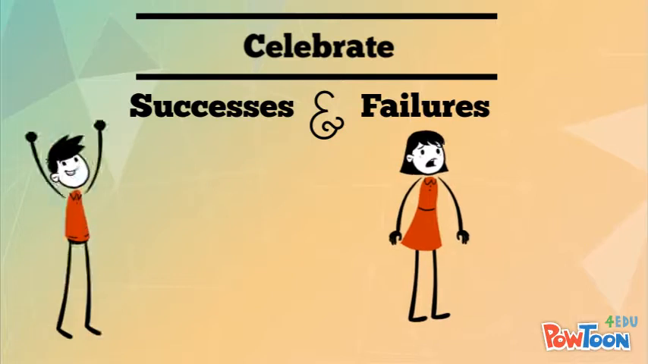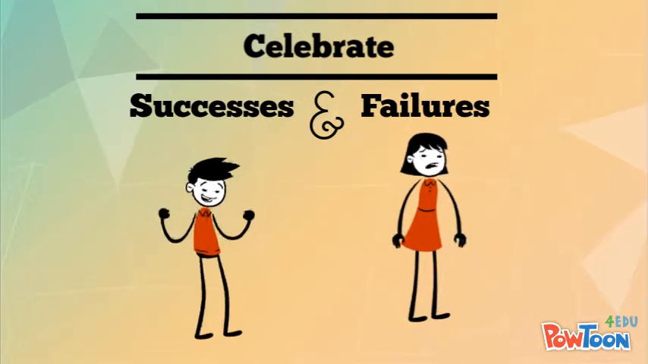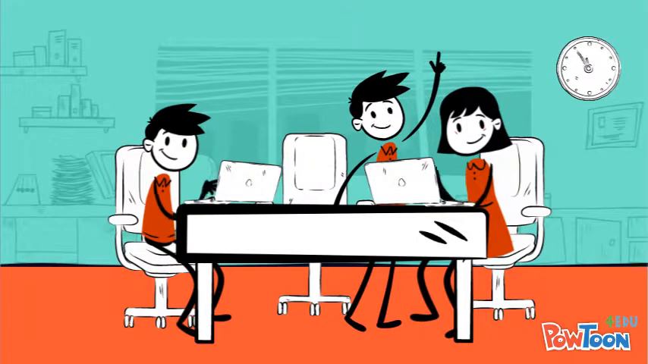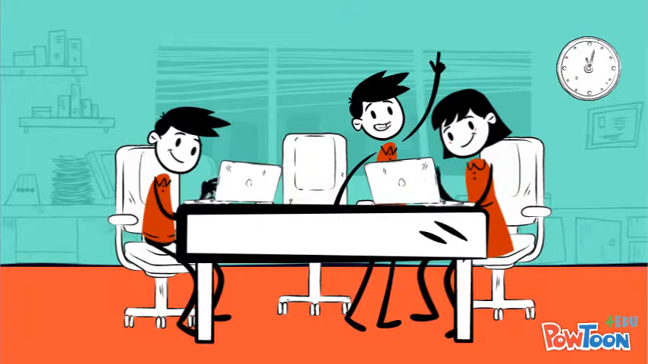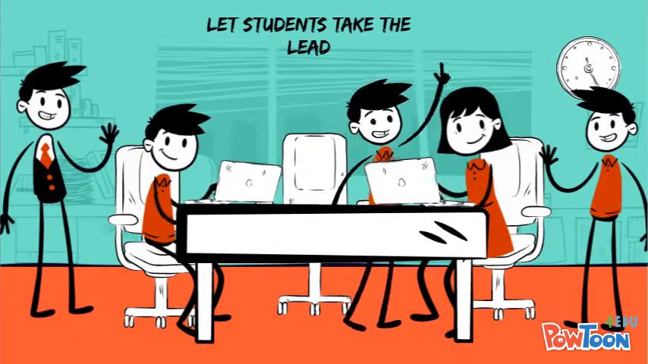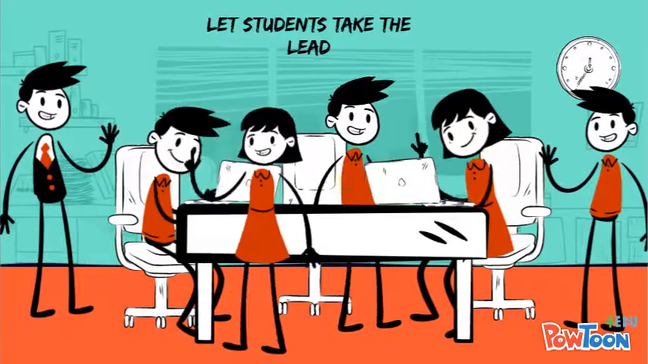Third, success and failure should be celebrated. Reframing failure as opportunity fosters an environment that supports risk-taking. The final step in creating a supportive classroom culture is letting students take the lead. This means shifting from a teacher-centered classroom to a student-centered one.